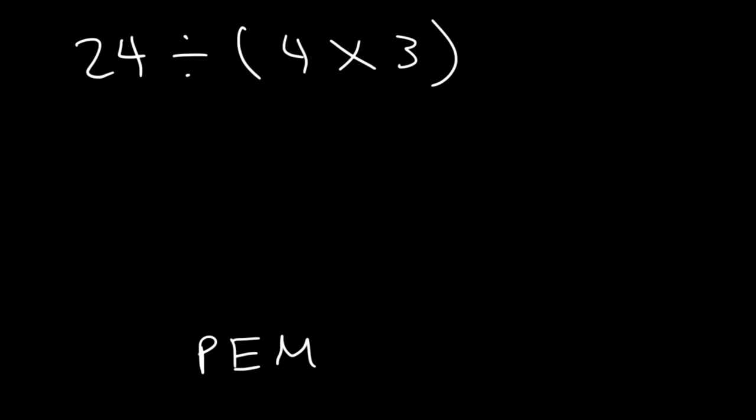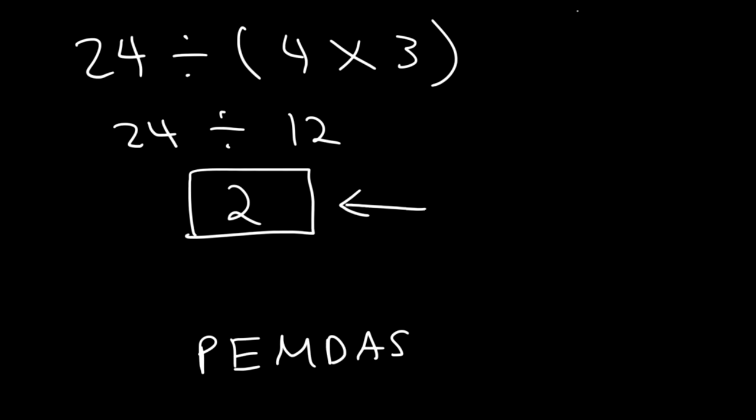Now what about a problem that looks like this? In this case, what should we do? According to PEMDAS, parentheses has more priority than multiplication and division. So in this case, we need to work inside the parentheses. 4 times 3 is 12. And so we have 24 divided by 12, which is 2. And if you type this in exactly the way you see it in a scientific calculator, you should get 2 as your answer. And that's how you could confirm all of these problems. Just type it in the calculator and see what you get.